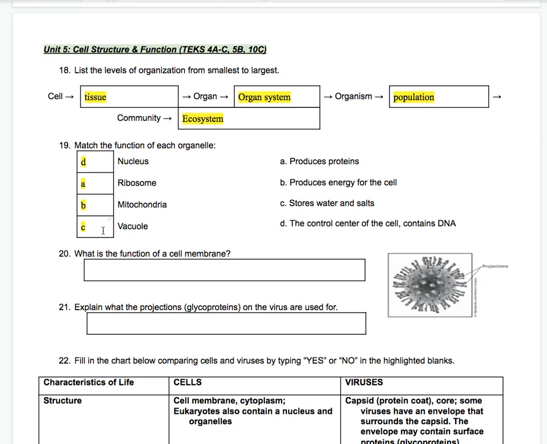Number 20. What is the function of a cell membrane? Well, remember, the cell membrane surrounds the entire cell, not just the nucleus, but the entire cell. And it does that because it's going to help maintain homeostasis.